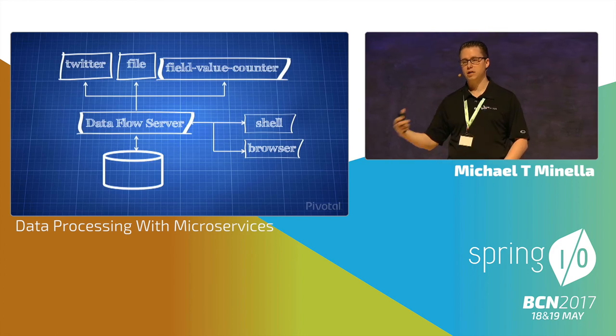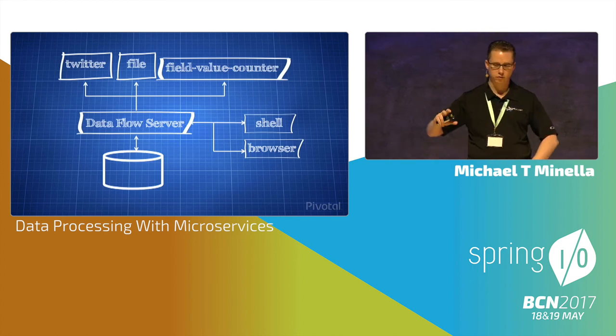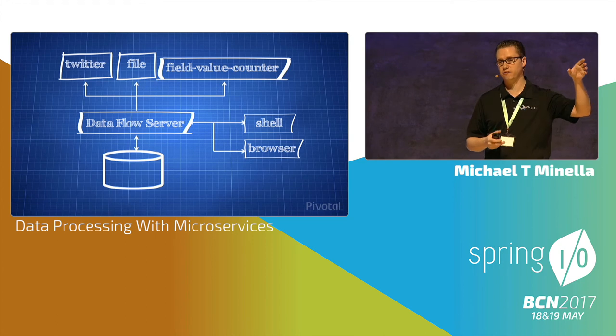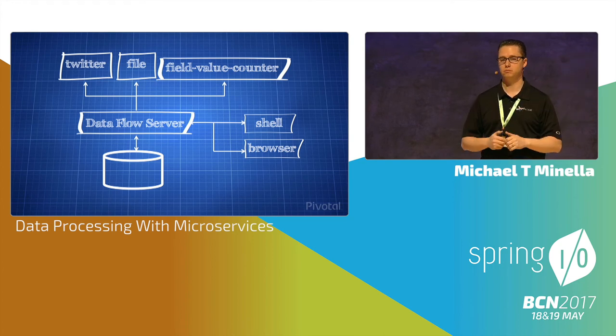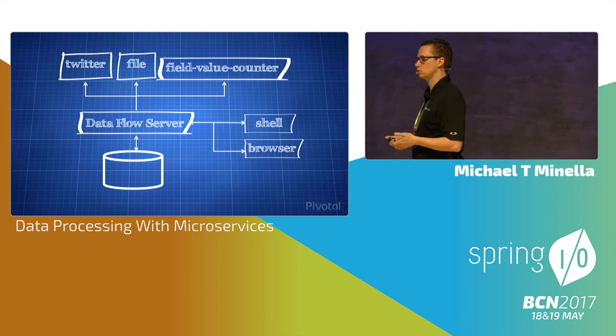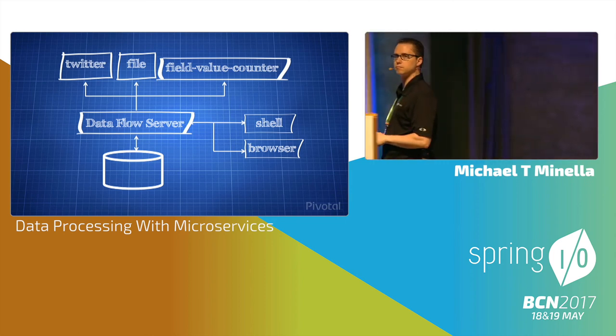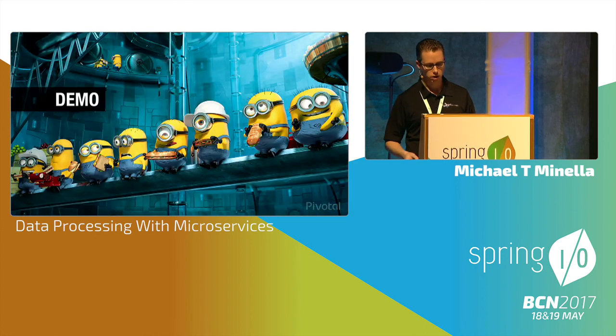What this looks like within the Dataflow world is everything's the same. The only difference is, from Dataflow's perspective, it has to launch three apps. It launches those three apps with the right properties, and everything else just kind of works. Does that make sense? Let's go ahead and look at it in action.